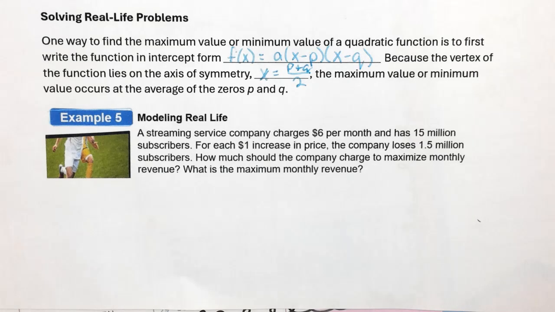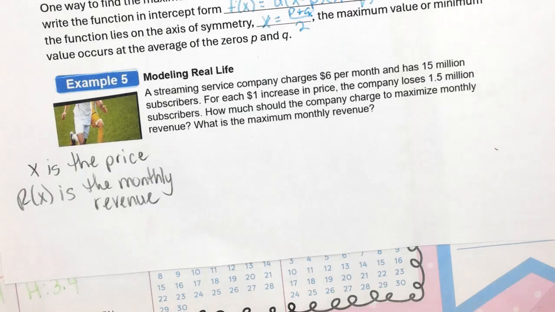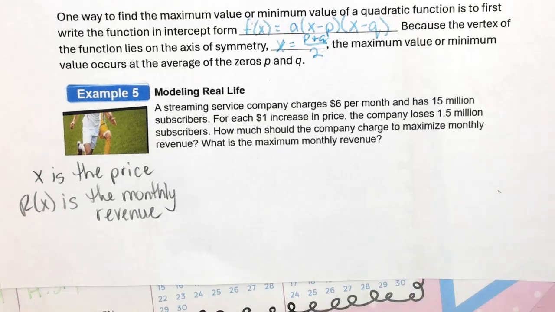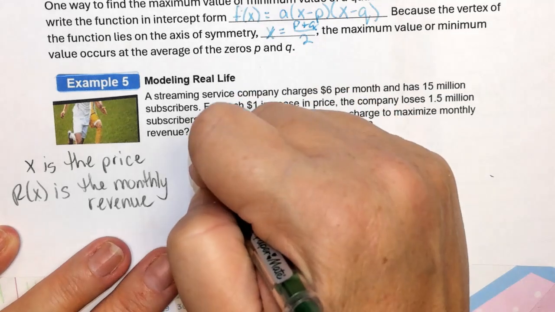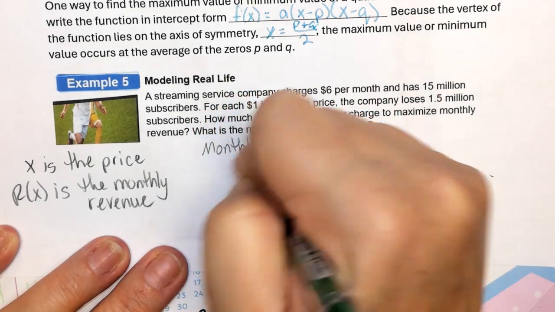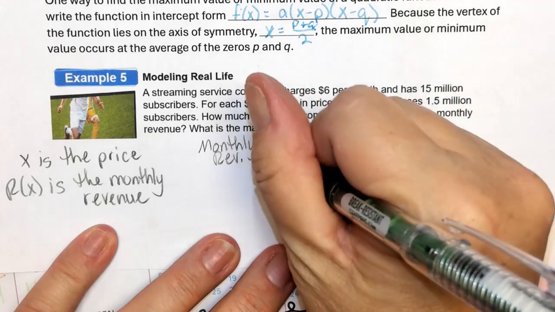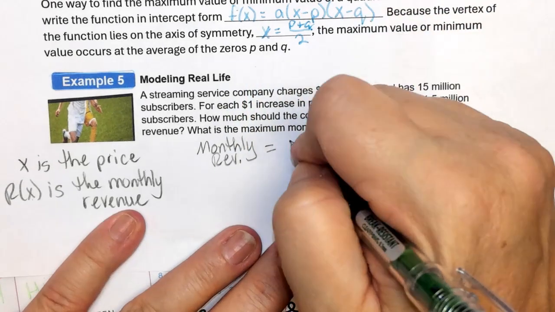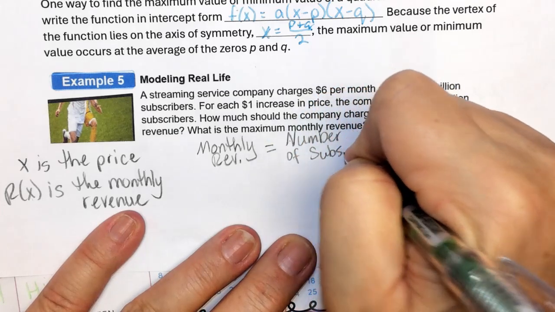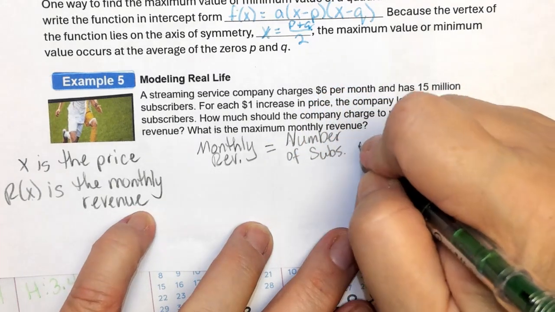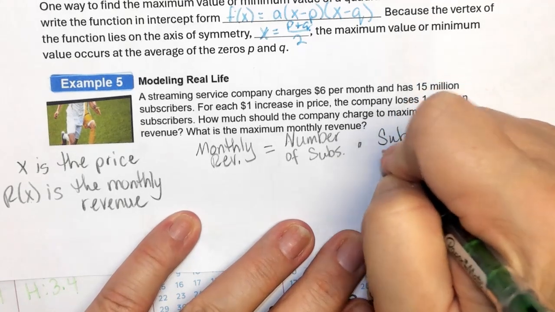All right, so we're going to let x be the price increase, and we're going to let r of x represent the monthly revenue. So we're going to write a model. Let's think about this in words since we're dealing with a word problem. Our monthly revenue, REV, is equal to the number of subscribers, subs, times the subscription price, the sub price.